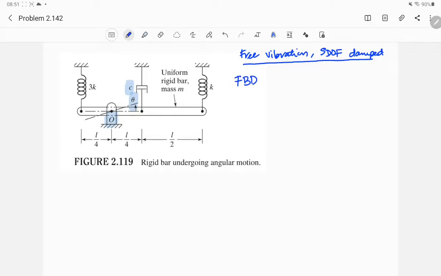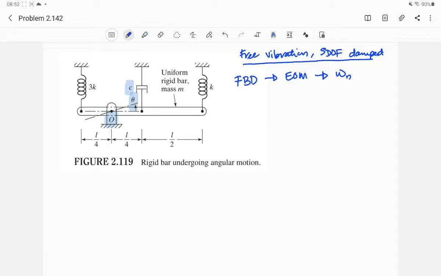If you read the question, basically we want to come up with the EOM. So the overall problem is basically you want to find the free body diagram, the EOM, and then you want to find the natural frequency of the system. All right.